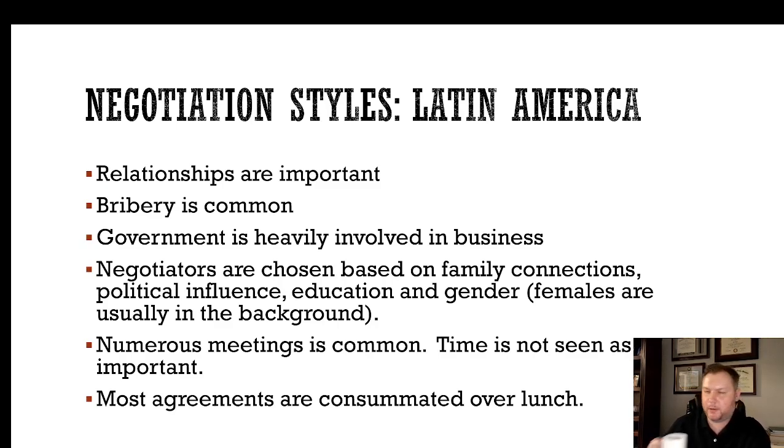Unfortunately, there is a lot of bribery that goes on in a lot of these countries. Government is heavily involved in business dealings. But again, going back to relationships, negotiations are a lot of times chosen based on family connections, political influence, education, and gender. Gender can also play a role, but again, the focus is on these connections and relationships. And by the way, when I say gender plays a role, because a lot of Latin American cultures tend to be very masculine oriented, females are usually in the background for a lot of negotiations. It's harder for them to rise to the top of leading these sorts of deals and businesses.